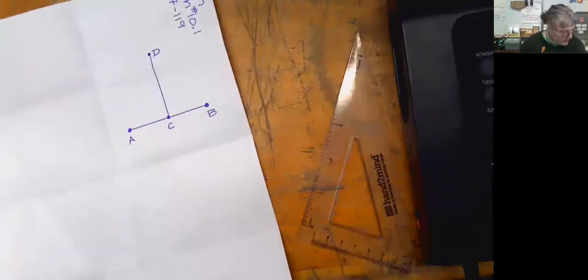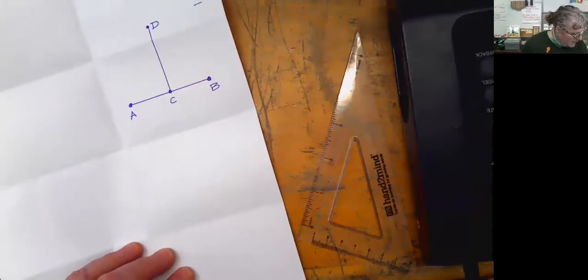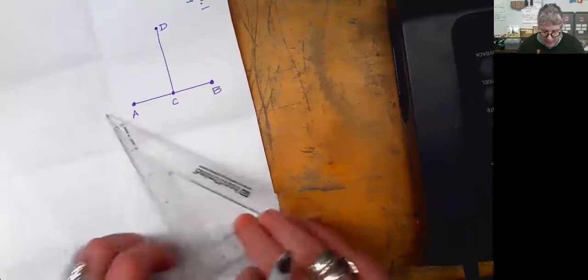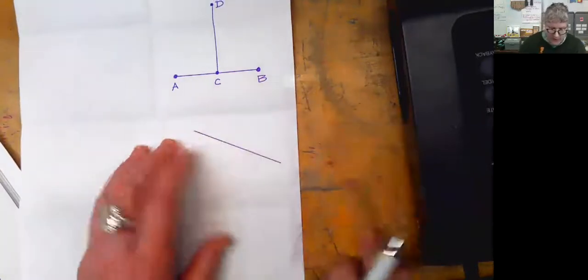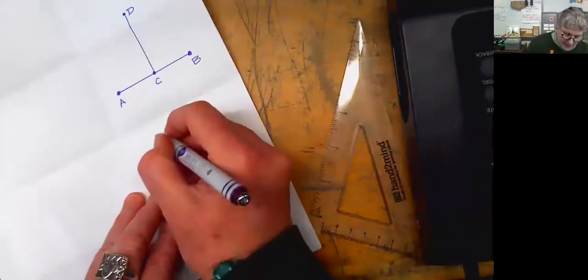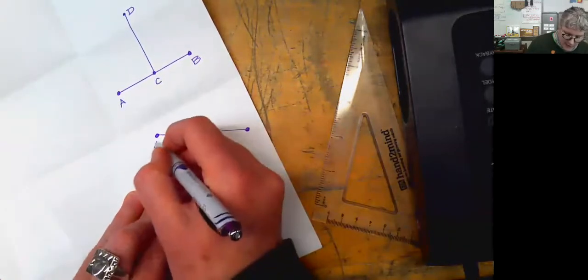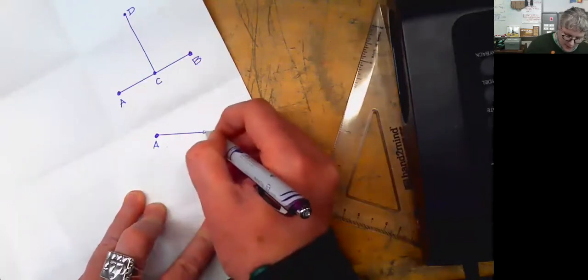Now let's do another one just for practice. Let's try another one. This time let's do it at an angle. So I'm going to do it at an angle. I'm going to label it the exact same way. A, B, C, right here.